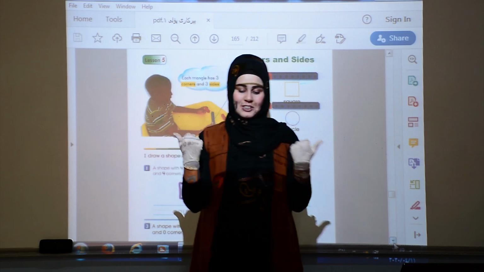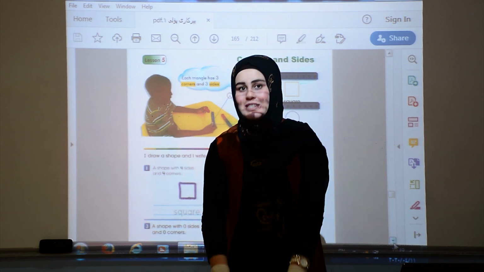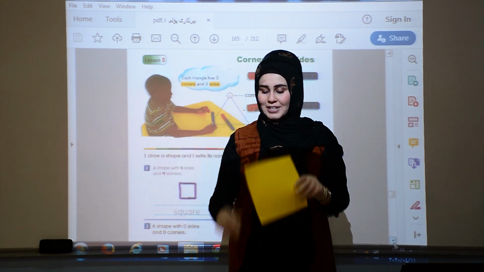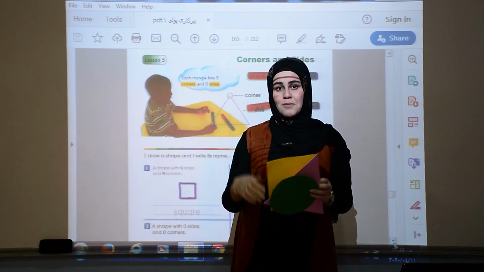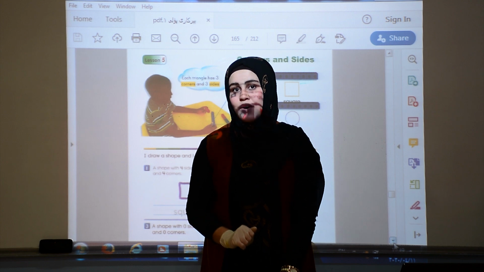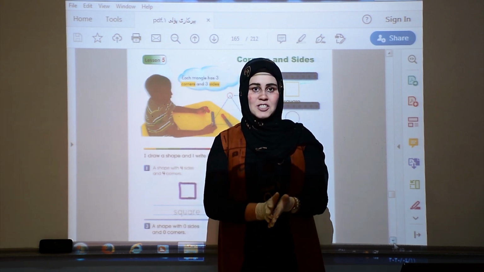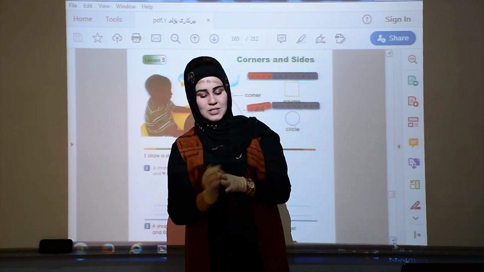Let us review the previous lesson. We studied square, triangle and circle. From this lesson we learned the corner and side. Let's know together what's the corner and what's the side.